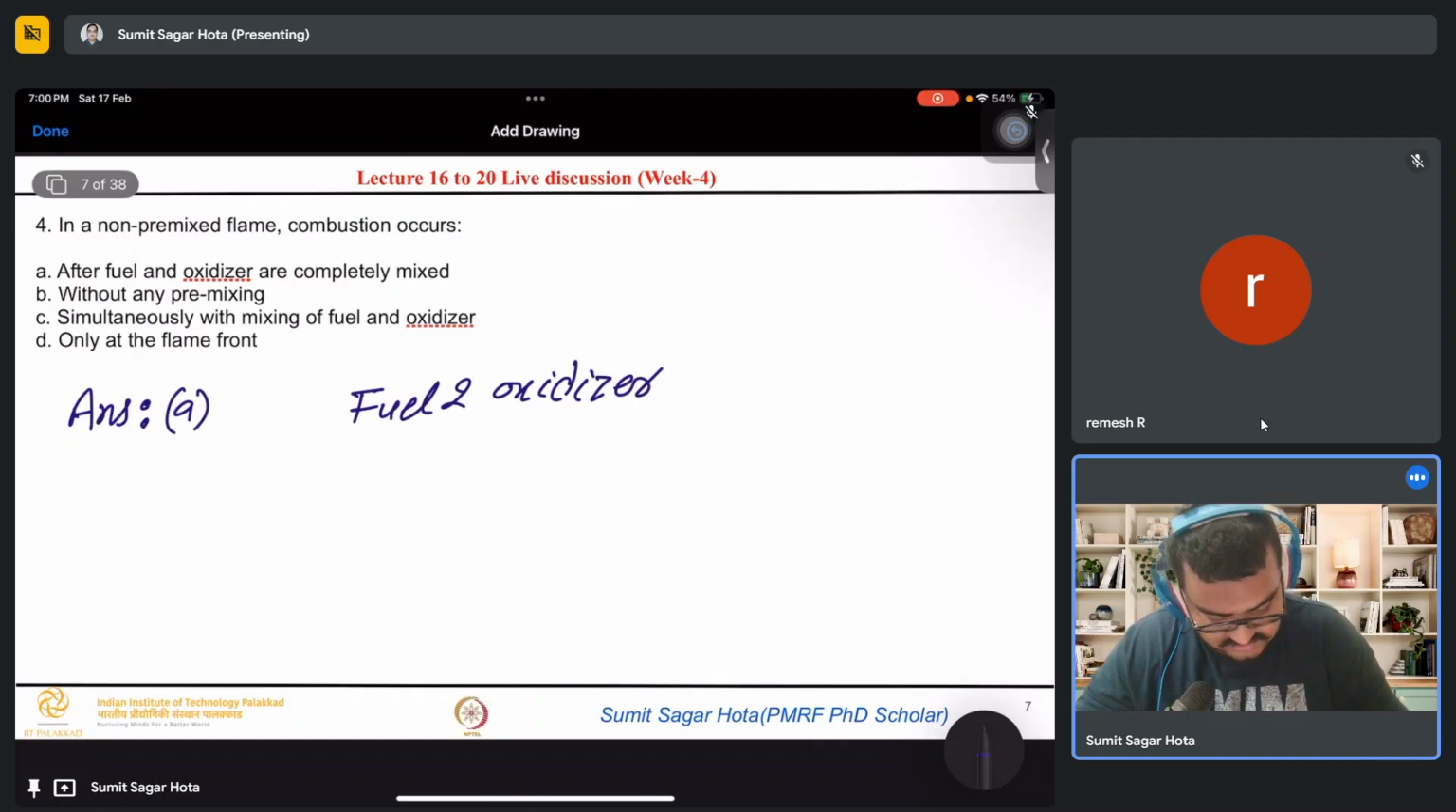So that's not the thing. But this is advantageous for high auto-ignition temperature based flames.